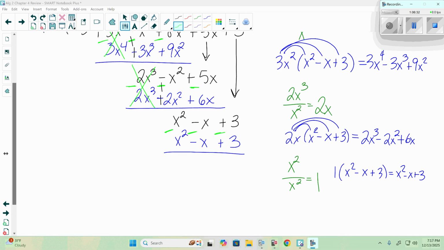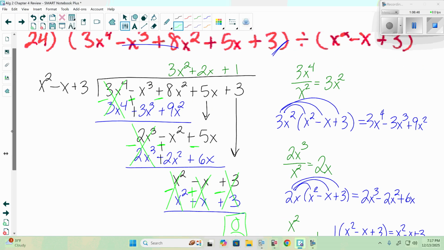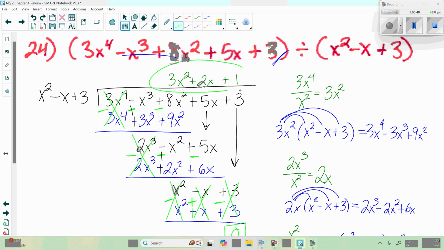So, I thought I made a mistake. No, we're good. x squared minus x squared is 0. Negative x minus negative x, the negative and negative make a plus. Negative x plus x is 0, and 3 minus 3 is indeed 0. That's our remainder. Telling us that 3x squared plus 2x plus 1 is the solution.